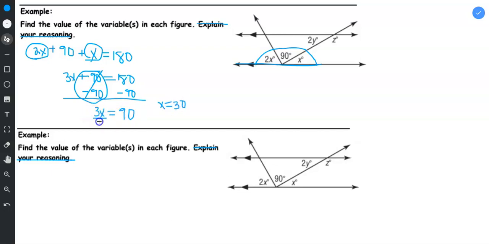This gives us more information that we can plug in to our problem. So I can multiply 2 times x. Well, if x is 30, I get 60 for this angle. And if x is 30, well, this angle equals x, so that angle right there is 30 degrees. So I just gained a lot of information. From here, we could solve for, I don't know, let's look at 2y.